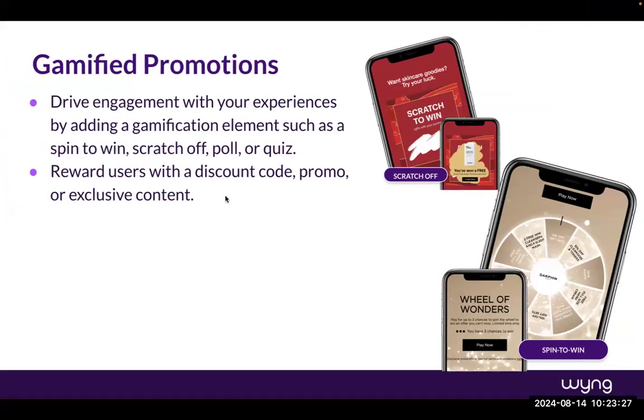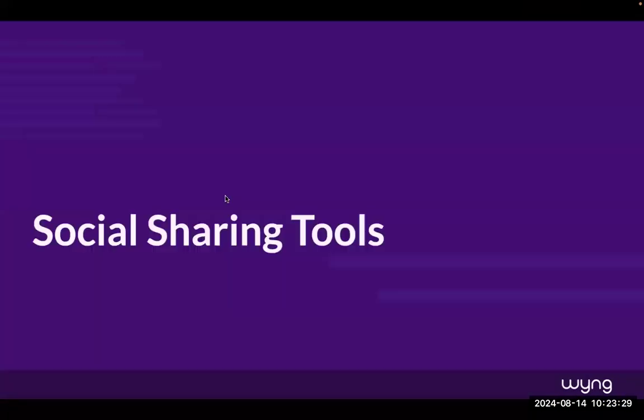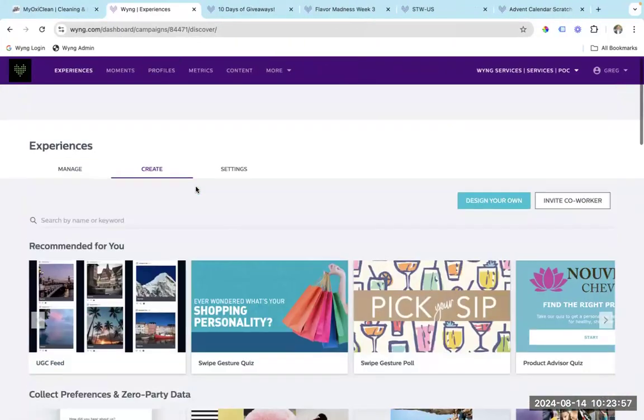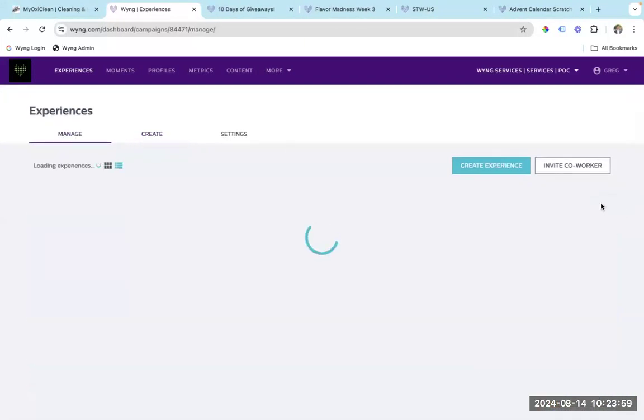Cool. So next we'll touch on the social sharing tools. After you create an experience within Wyng, one of the ways to help promote it is to not only do the sponsored posts and the branded posts that you're going to be doing on your brand's social accounts, but also give users who interact with the experience the ability to share it on their personal accounts as well. So inside the Wyng builder, let's jump back over here.